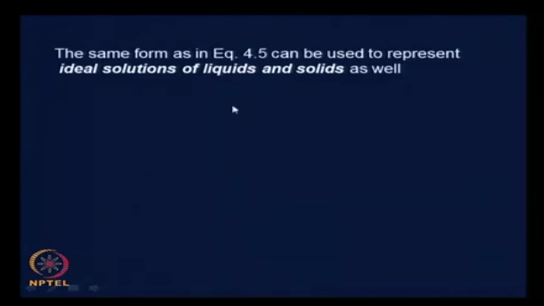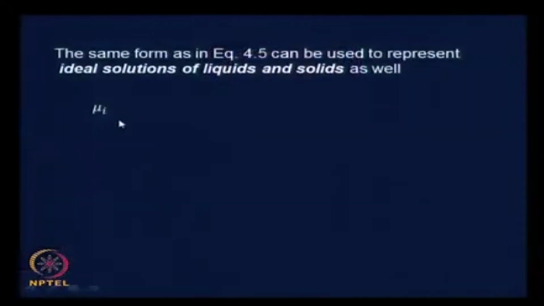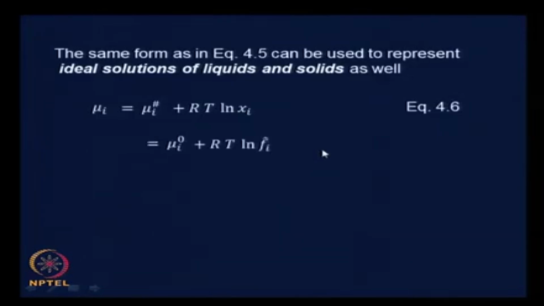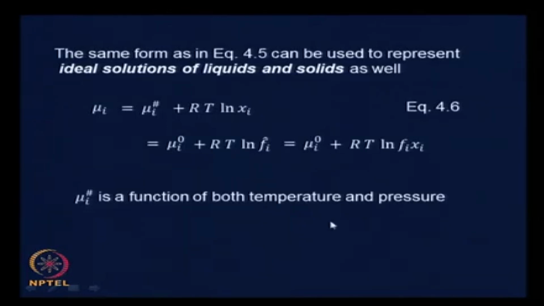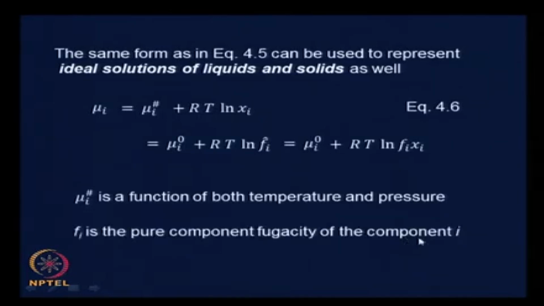What is nice about this formulation is that you could directly extend it to ideal solutions of liquids and solids as well. I hope you are able to visualize liquid solutions, that is a little easier, but solid solutions too, where all the components of the solution are solids. Here mu_i was mu_i hash plus RT ln x_i. x_i is the mole fraction of the component i in that particular liquid or solid solution, which can be written as mu_i naught plus RT ln f_i hat, which is equal to mu_i naught plus RT ln f_i x_i. This expresses f_i hat as f_i x_i, and of course mu_i hash was a function of both the temperature and the pressure, and f_i is the pure component fugacity of the component i.